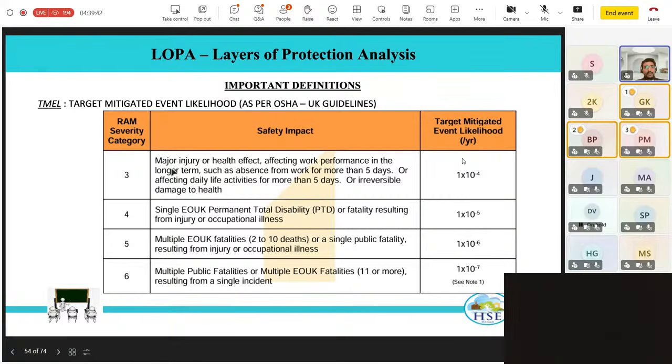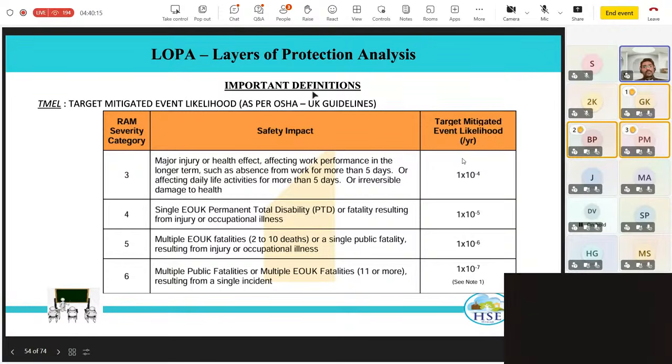So here you will see it could be major injury or health impact affecting worker performance in the long term, such as absence from work for more than 5 days, or affecting daily life activities for more than 5 days, or irreversible damage to health. That could be like lung impact, lung fibrosis, all those things, or even injury or permanent disability. So those things we would look at with a target mitigated event likelihood of 1 into 10 raised to minus 4 per year. So this is what is defined by OSHA. So for this severity, this is the TMEL.